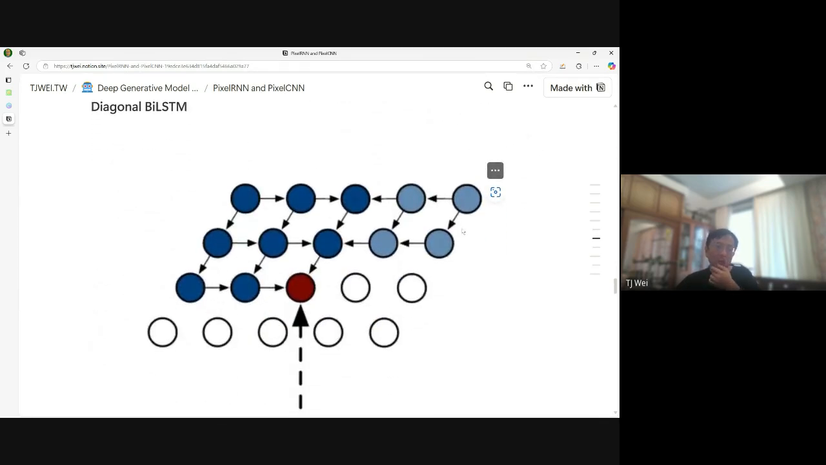Okay, so another way to do that is to consider a bidirectional LSTM, and we actually just do the LSTM. The context or dependency is sort of like this one. So for each row, we do the bidirectional LSTM, and we are going from up to down, row by row. We're still going row by row, but for each one of them, we do the bidirectional LSTM.